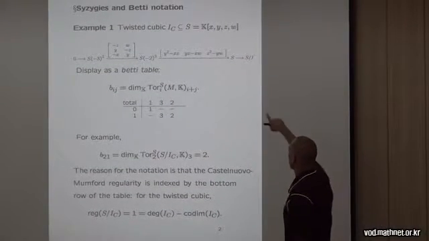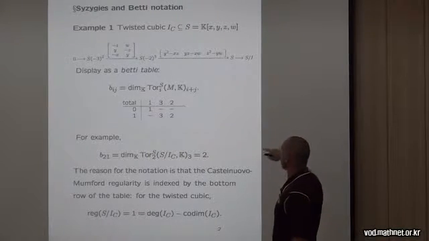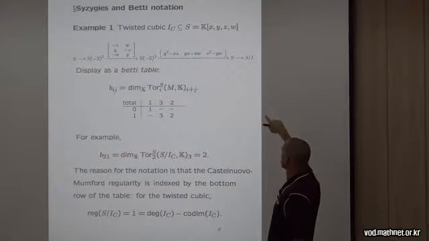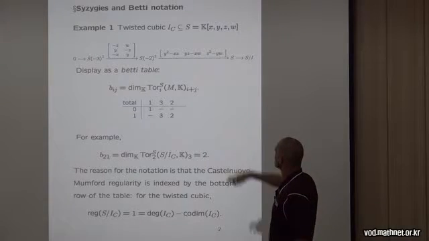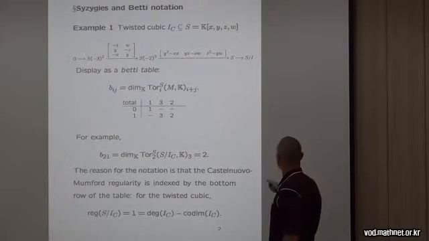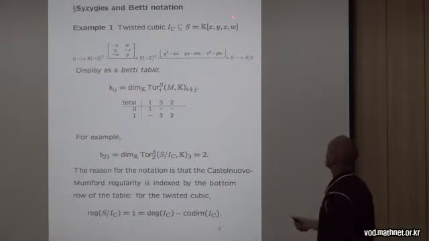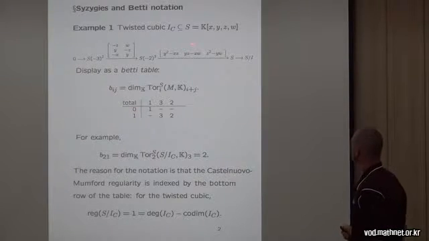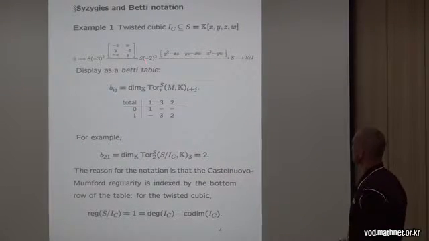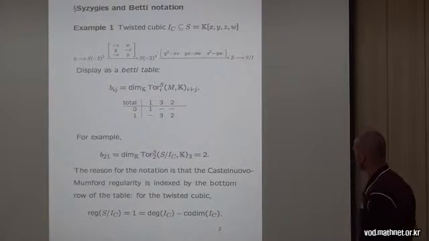I embed P1 in P3 by using the 4 sections of O_{P1}(3), and we have a free resolution. Do I have a little pointer? Oh, I have a little pointer. The twisted cubic is defined by these 3 quadratic polynomials, and then the Syzygies on those are given by the 2x2 minors of this matrix.